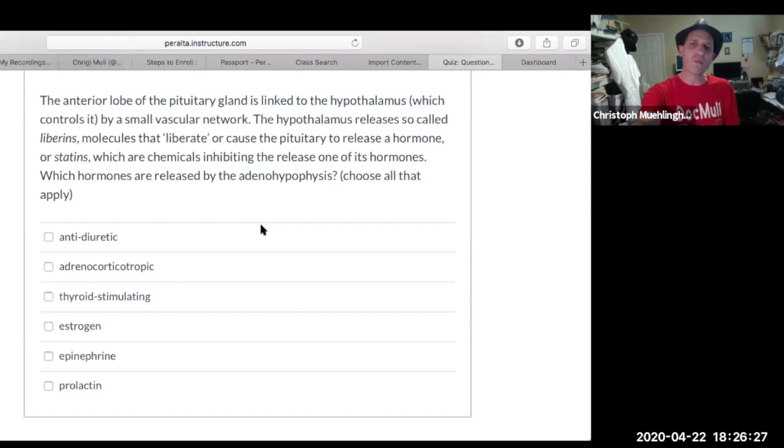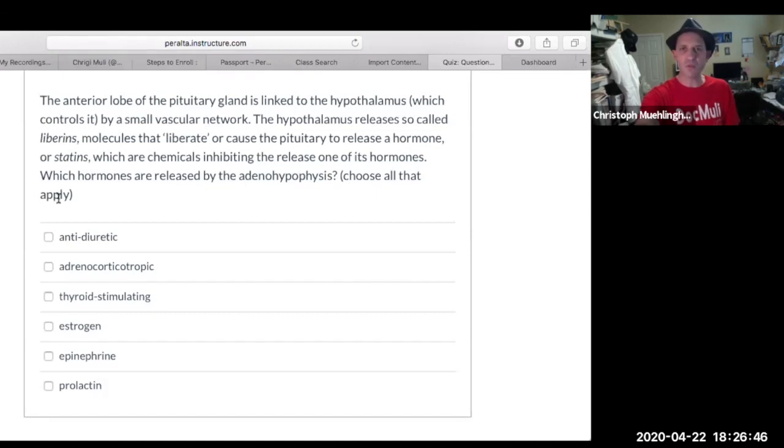The main monitoring place is again the hypothalamus, and we feed back what's going on in the body. Those are liberins. Then we have the statins, which are chemicals inhibiting the release of hormones by the pituitary gland. And of course, I just wanted to talk about that.